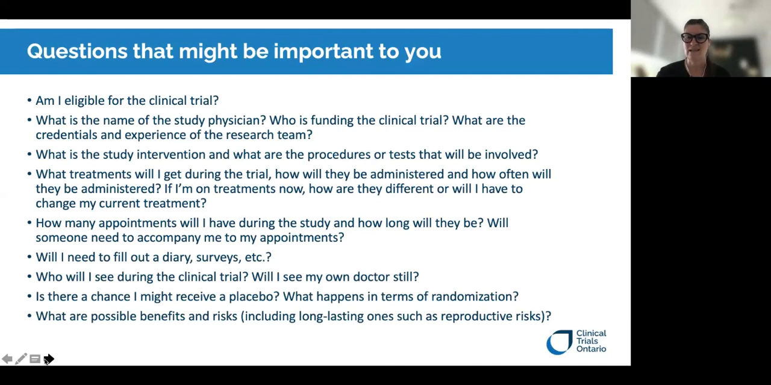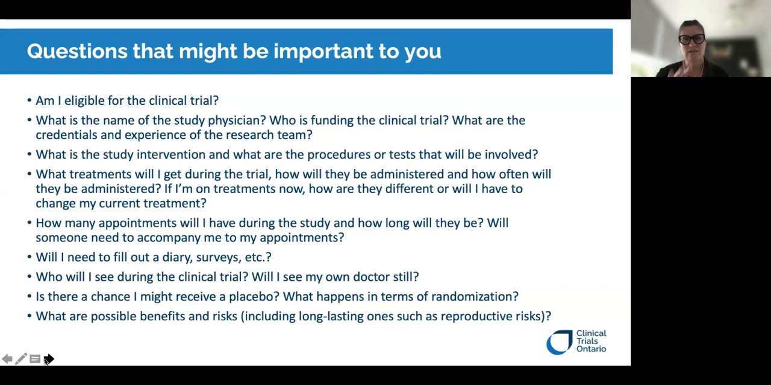You might be interested, like I said, in who's funding the study or who the study physician is, the kind of tests that might be involved, the time that they take, where that actually happens, how often you'll have to do site visits, or can some things be done closer to home or even virtually? What's your responsibility in terms of reporting things that happen? Is there a study diary? Are there surveys, and what do those look like? Will you see your own doctor still during the clinical trial?